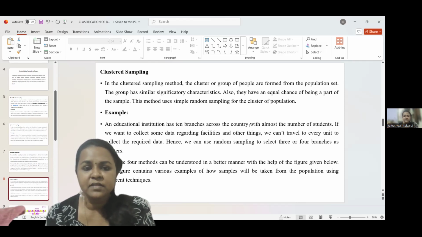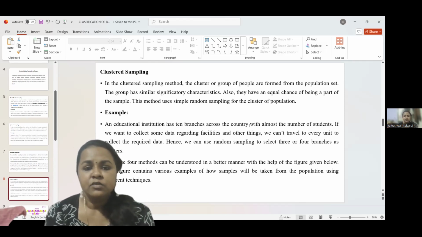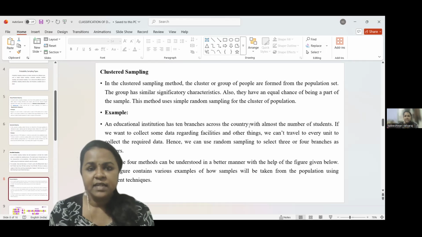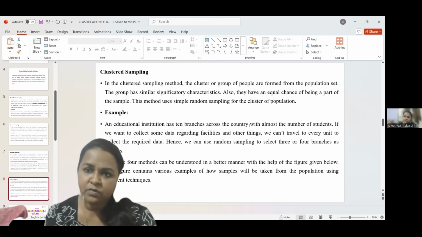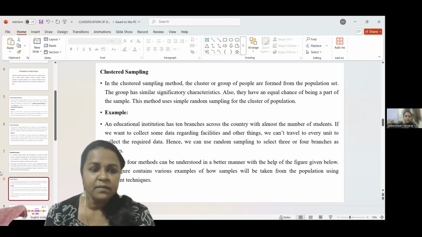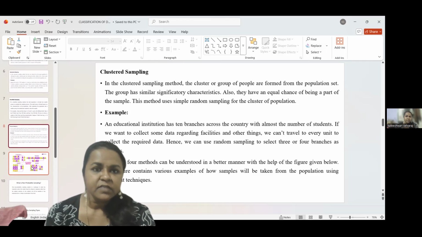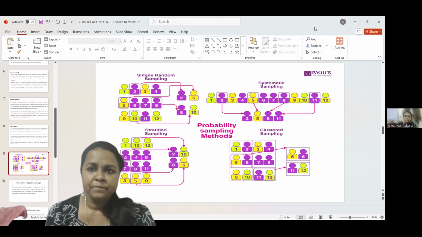And all these 4 methods can be understood in a better manner with the help of this kind of sampling. So this will help us in understanding, like from the 10 different branches, you are selecting only 4 branches. From those 4 branches, whatever data you wanted to collect, you can use this cluster method of collecting when your sample is extremely large. So this is a pictorial representation of sampling.